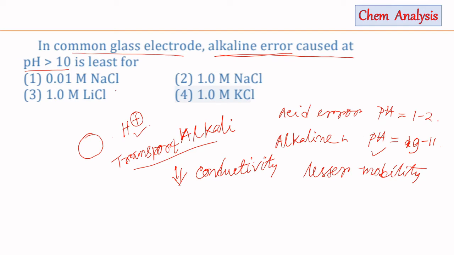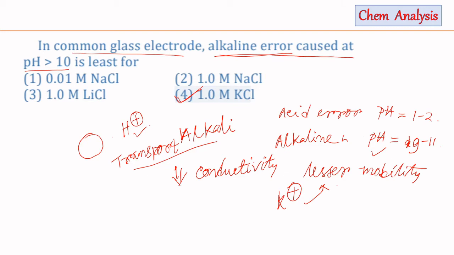Now, among the given alkali metal cations, K+ has the largest size, therefore it will have the least mobility, and for KCl solution there will be the least alkaline error. Therefore, option number 4 will be the correct answer.